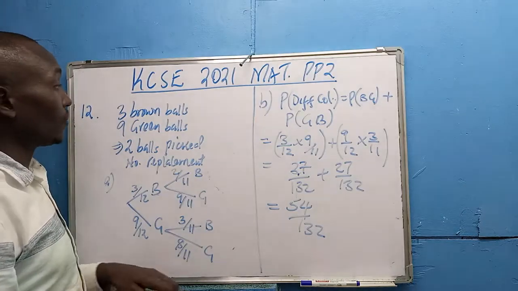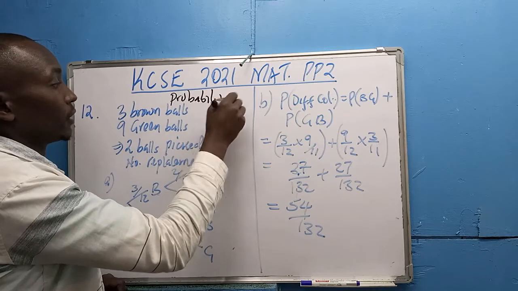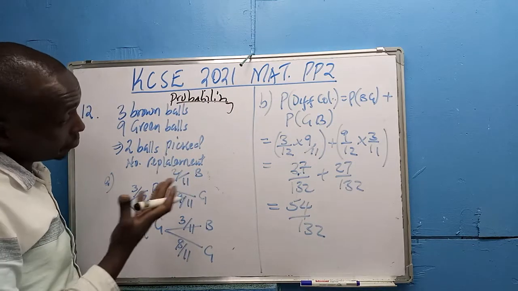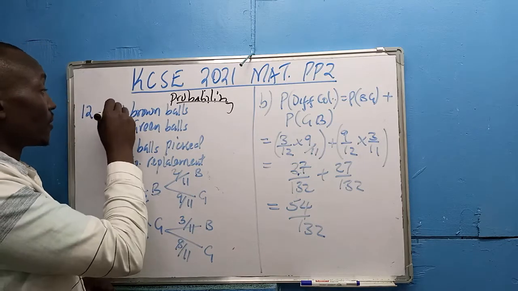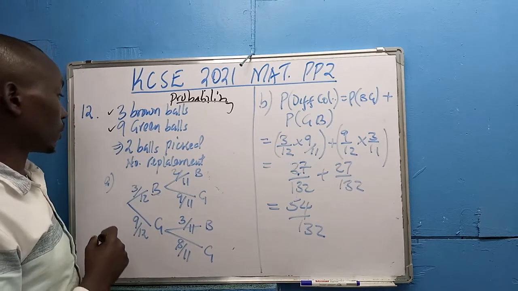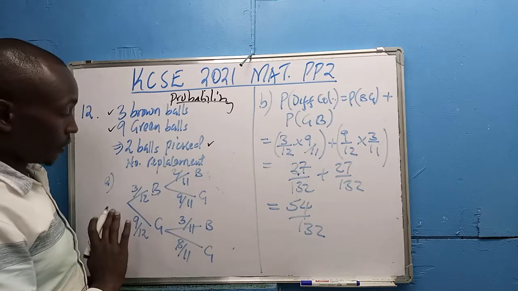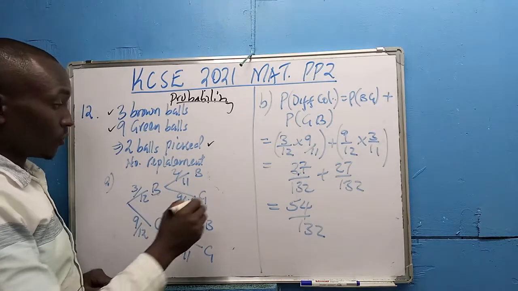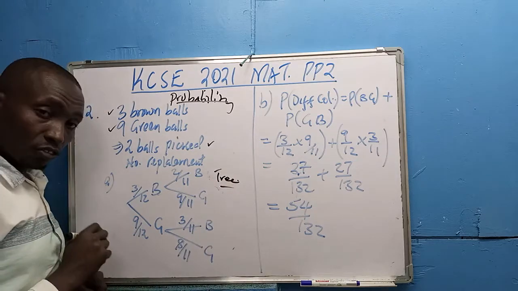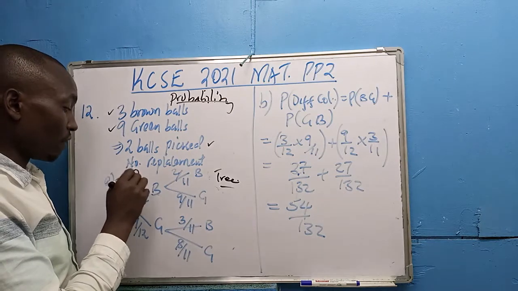Number 12, a question on probability. You're given that there is a bag that contains 3 brown balls and 9 green balls. Then 2 balls are picked at random without replacement. So part A, you draw what we call a probability tree. Remember, in this case, no replacement. So you have the first picking.